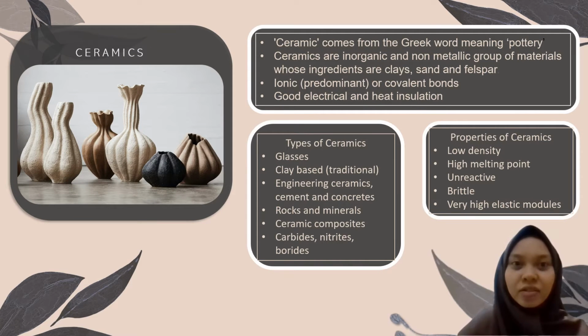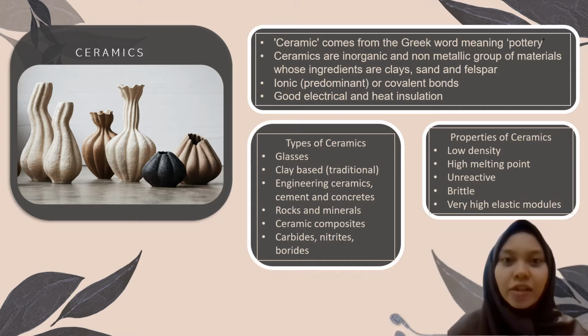Ceramics. Ceramics comes from the Greek word meaning pottery. Ceramics are an inorganic and non-metallic group of materials whose ingredients are clays, sands, and feldspar. The atoms in ceramic materials are held together by chemical bonds. The two most common chemical bonds for ceramic materials are ionic or covalent bonds.